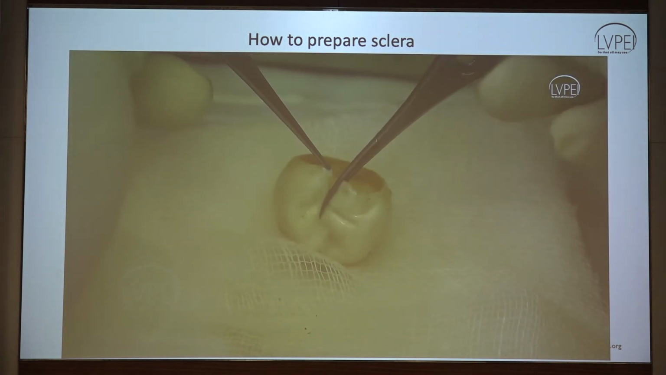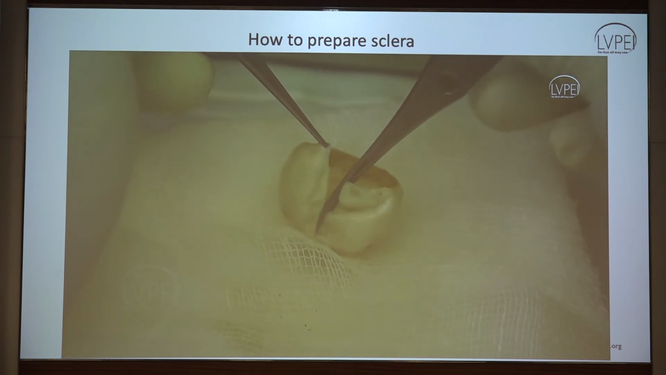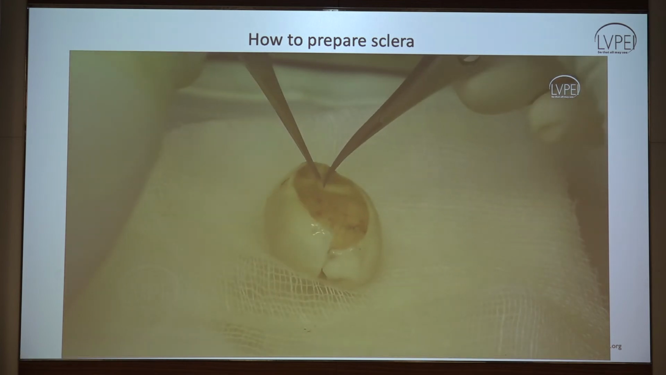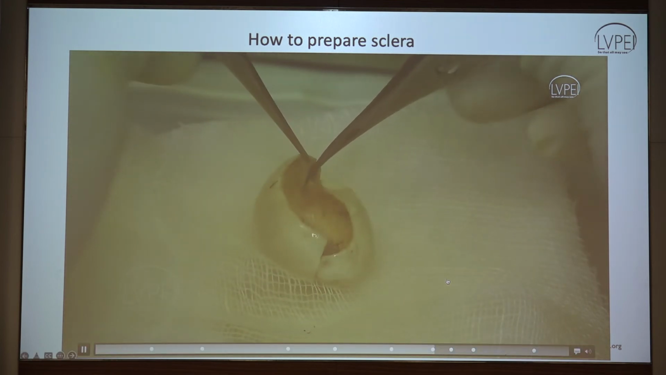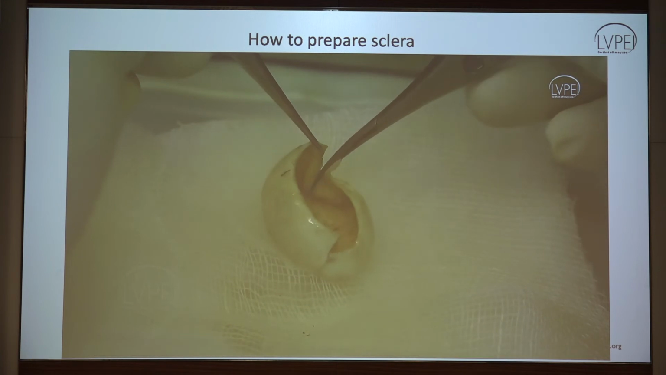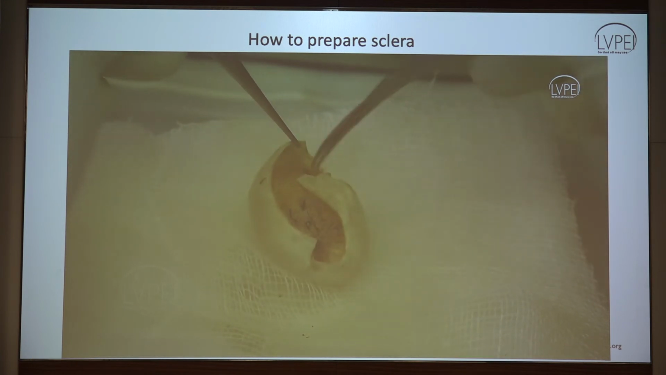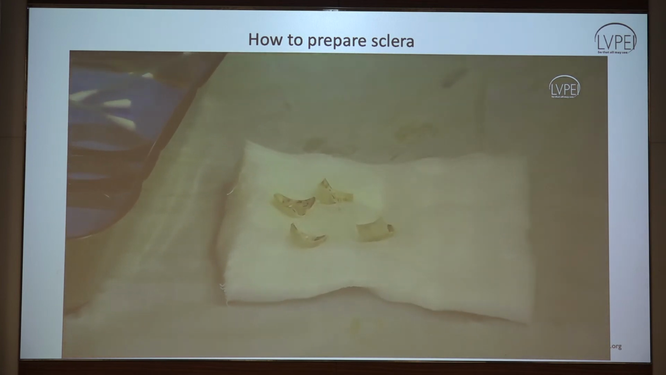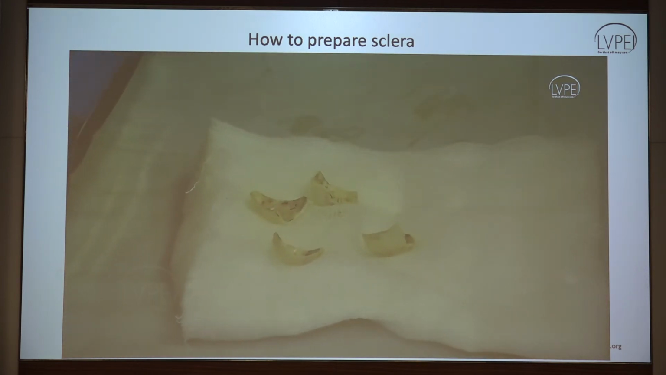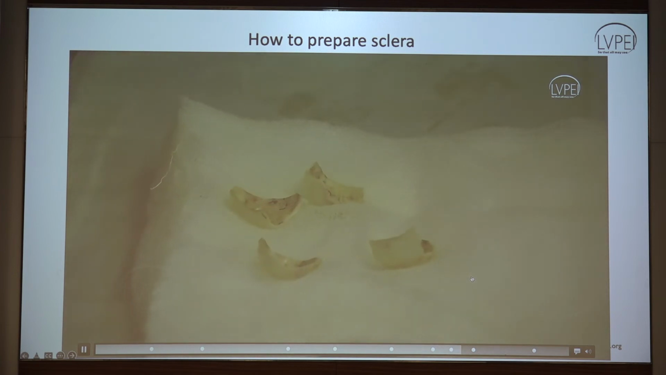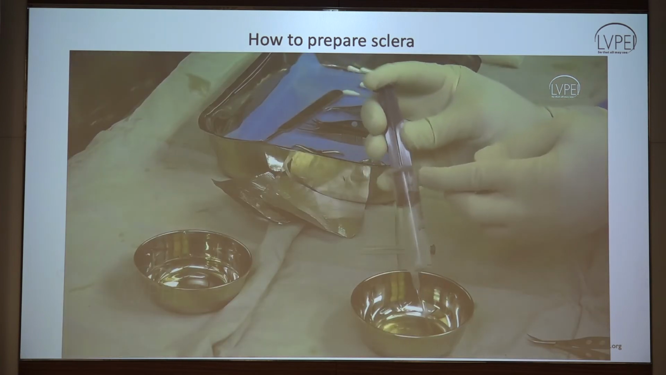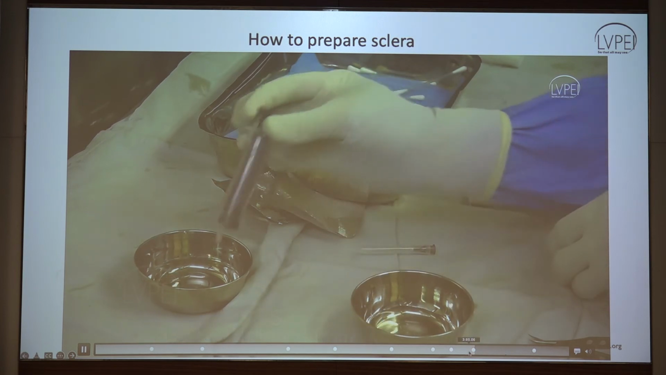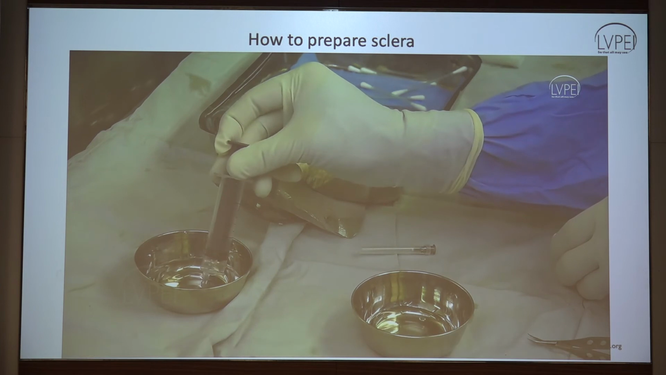The sclera is then excised into 4 pieces typically, and then allowed to soak into a gentamicin solution. The gentamicin is 1:10 preparation of commercially available gentamicin. So 5 ml of gentamicin with 45 ml of normal saline is prepared, and it is soaked. This is the gentamicin solution being prepared for the antibiotic soak, and all the cut sclera ends are placed into it.